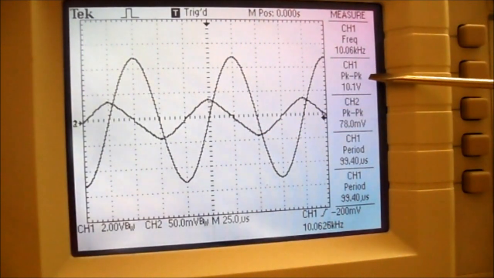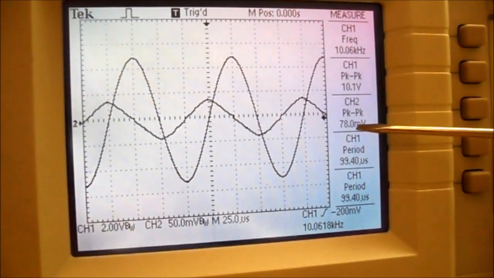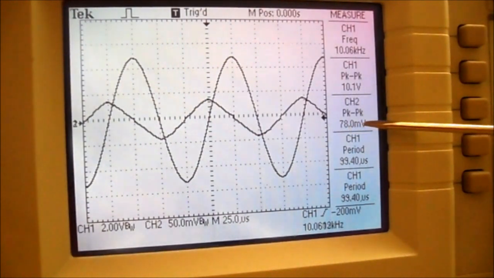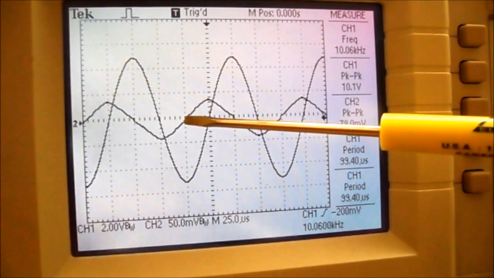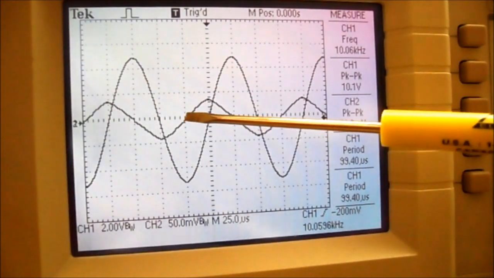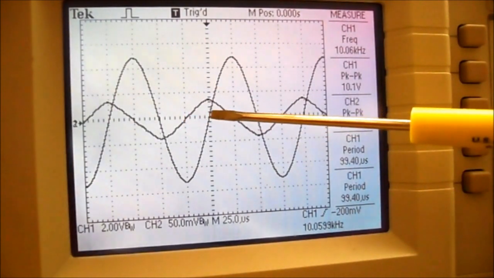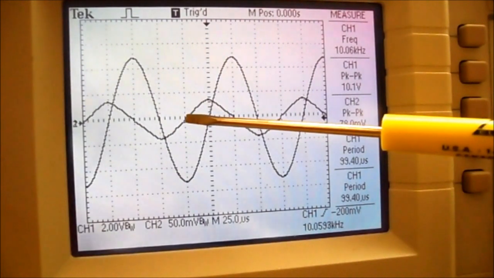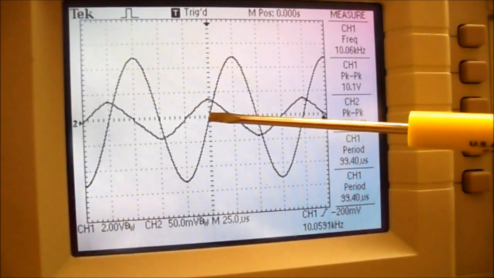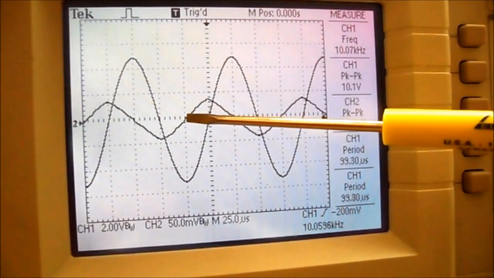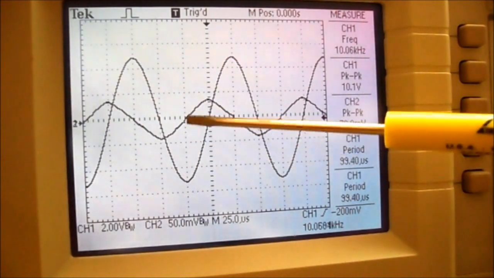My input waveform is 10 volts peak to peak. And you can see the voltage across the sensing resistor that's in series with the capacitor is 78 millivolts. So you divide that by 10 and you end up with 7.8 milliamps. The waveform is in front of Vin, so it's actually leading Vin. And it looks like it's leading by 90 degrees.